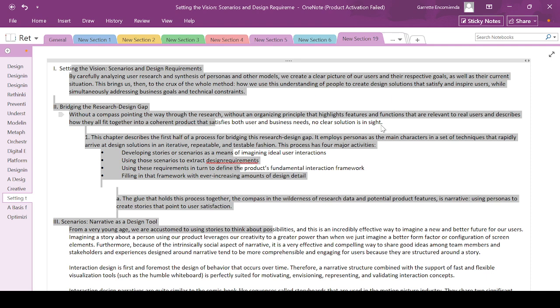and their respective goals, as well as their situation. This brings us then to the crux of the whole method: how we use this understanding of people to create design solutions that satisfy and inspire users while simultaneously addressing business goals and technical constraints.